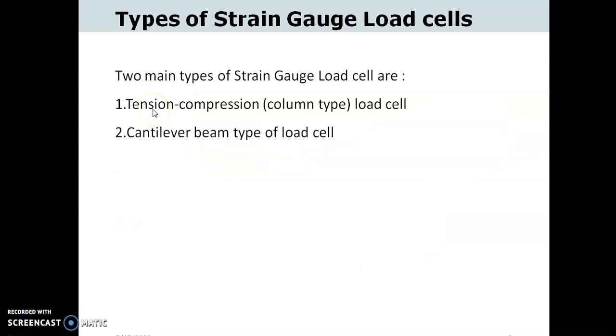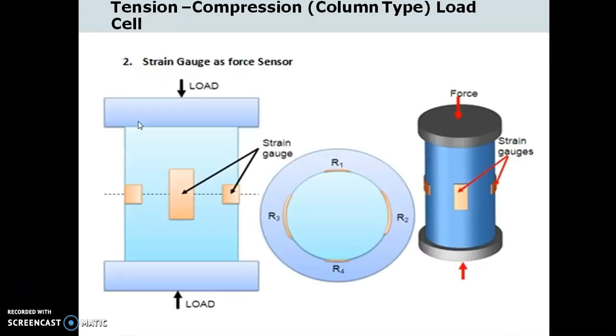Now see, there are different types of strain gauge load cells. The first type is tension compression, that is column type load cell, and second is cantilever beam type of load cell. Now let us see the first type, that is tension compression or column type of load cell. This is a column type of load cell and this is a top view of the load cell.